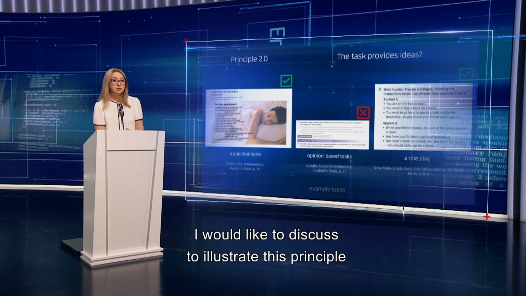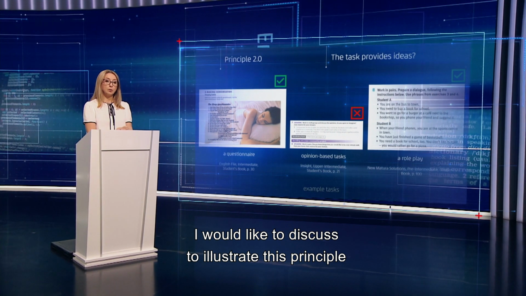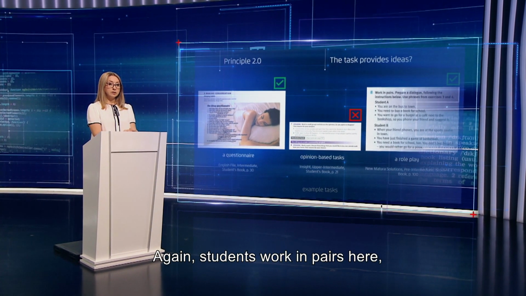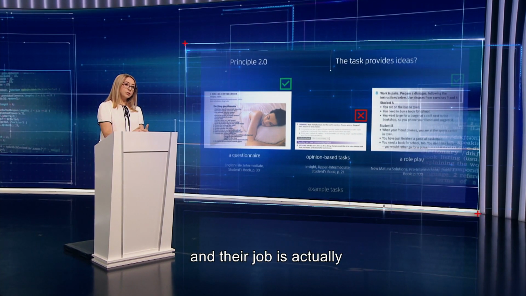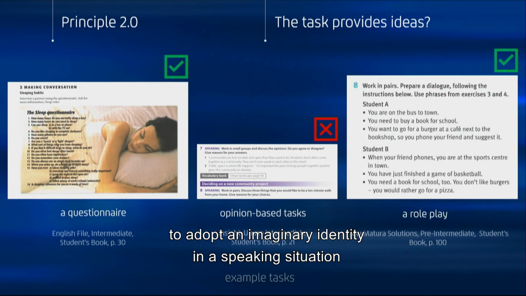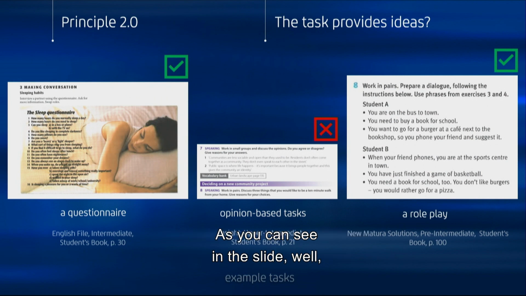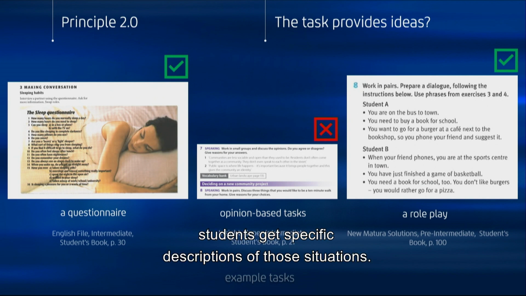And finally, the last task I would like to discuss to illustrate this principle is a role play on the right. Again, students work in pairs here, and their job is actually to adopt an imaginary identity in a speaking situation and behave as if they were supposed to say something in this situation. As you can see in the slide, students get specific descriptions of those situations.